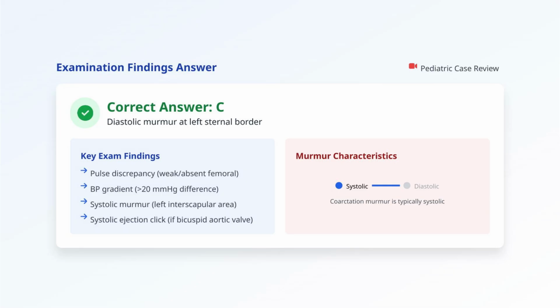Diastolic murmur at left sternal border. This finding is not characteristic of coarctation. The key physical exam findings in coarctation include pulse discrepancy with weak or absent femoral pulses, blood pressure gradient of greater than 20 millimeters of mercury between upper and lower extremities, and a systolic murmur in the left interscapular area due to turbulent flow through the narrowed segment. A systolic ejection click may be heard if a bicuspid aortic valve is present, which is common with coarctation.